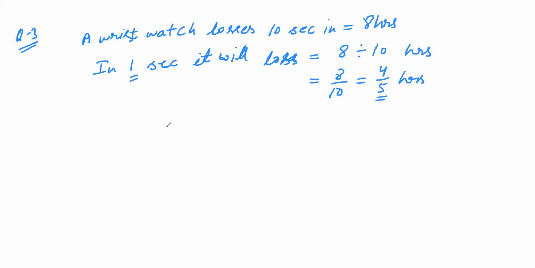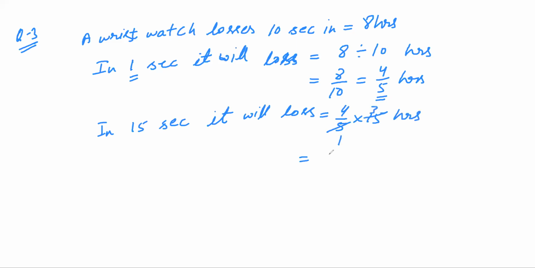So in 15 seconds it will lose 4 upon 5 into 15 hours. So calculate this now. 5 ones are 5, 5 threes are 15, 4 threes are 12 hours. This is the answer. Okay, so in 15 seconds it will lose 15 hours. Sorry, 12 hours. Okay, this is the answer.